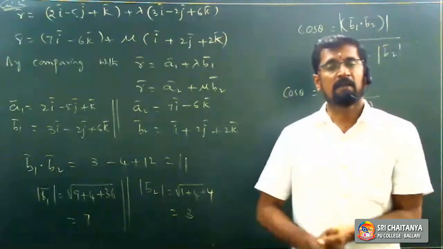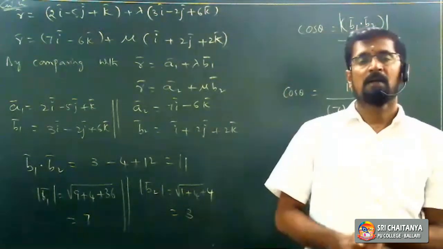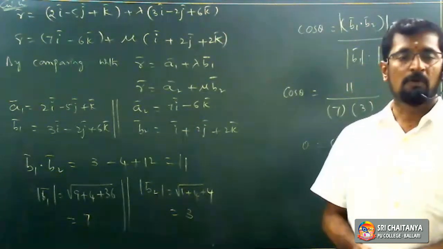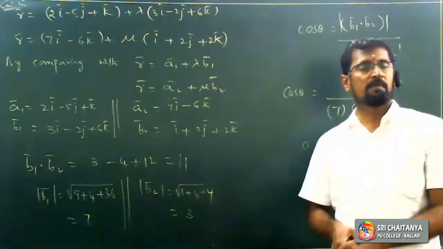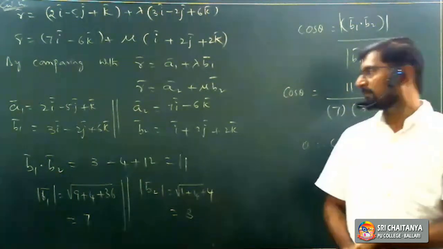After that, find out the magnitude of B1 and the magnitude of B2, and apply in the formula cos theta is equal to mod, that means B1 dot B2 upon mod B1 into mod B2. You are going to get the answer. Copy this one.